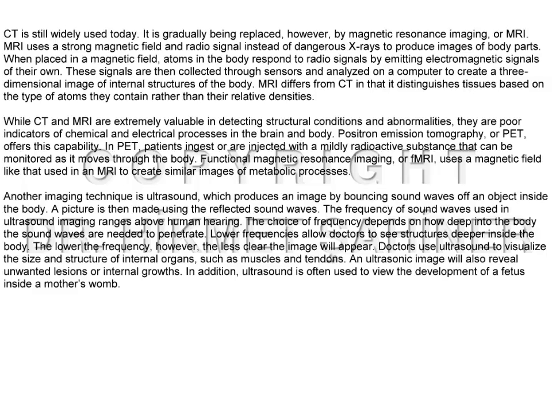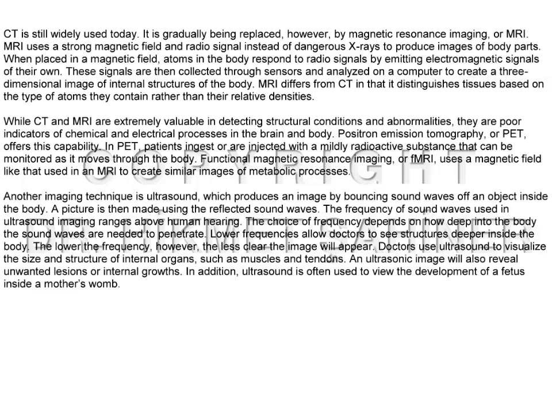It is gradually being replaced, however, by magnetic resonance imaging, or MRI. MRI uses a strong magnetic field and radio signal instead of dangerous X-rays to produce images of body parts. When placed in a magnetic field, atoms in the body respond to radio signals by emitting electromagnetic signals of their own. These signals are then collected through sensors and analyzed on a computer to create a three-dimensional image of internal structures of the body. MRI differs from CT in that it distinguishes tissues based on the type of atoms they contain rather than their relative densities.